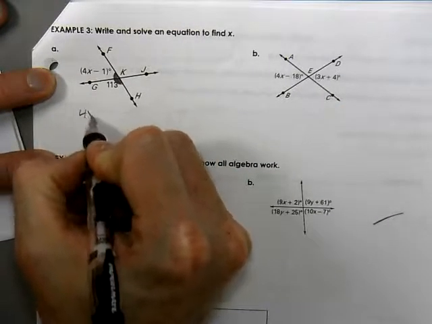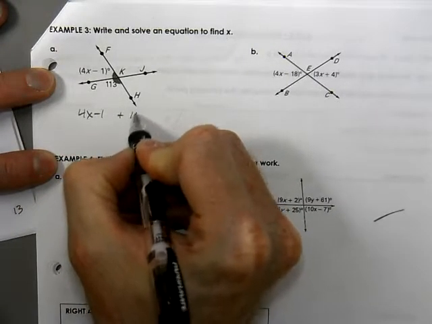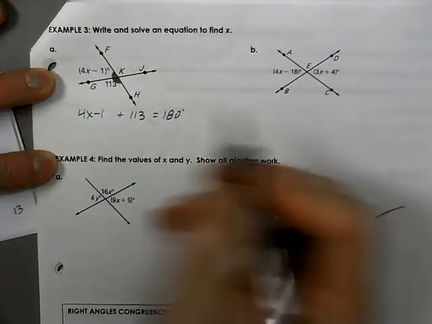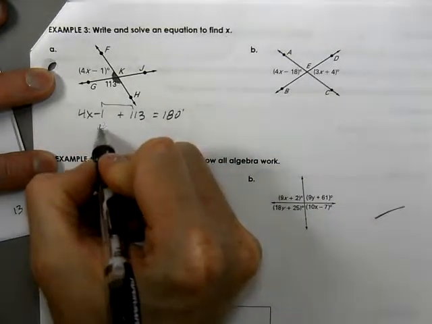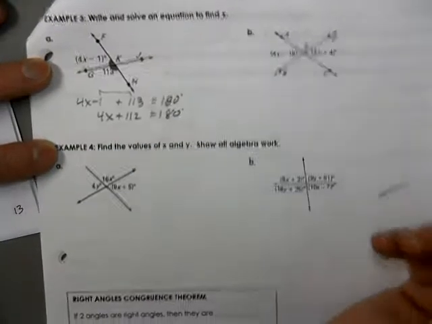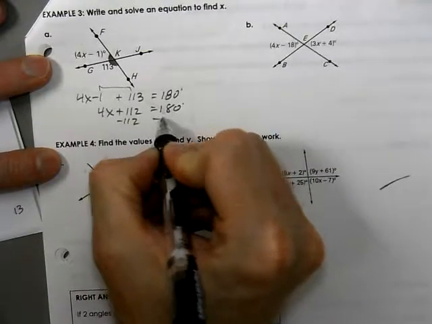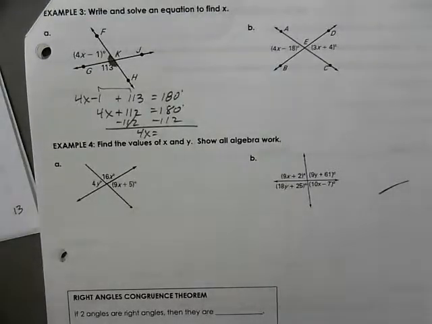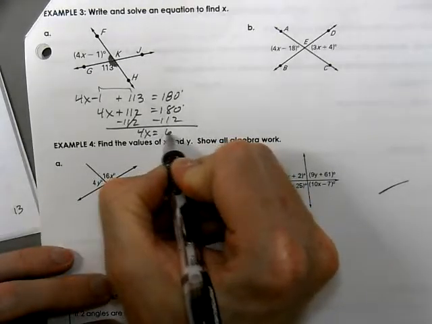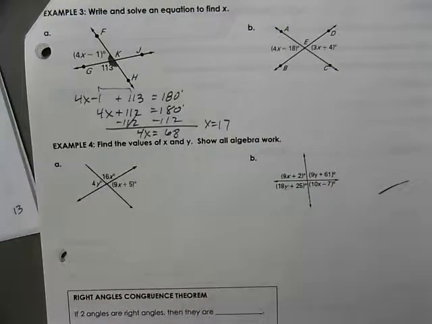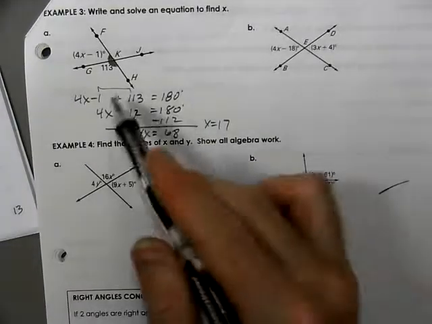So I know that 4x minus 1 and 113 add up to equal 180. Bring our two numbers together, so 4x plus 112 equals 180. Subtract through and we'll get 68. When we divide by 4, we'll get 17. The question is, solve for the value of x. X would be 17.